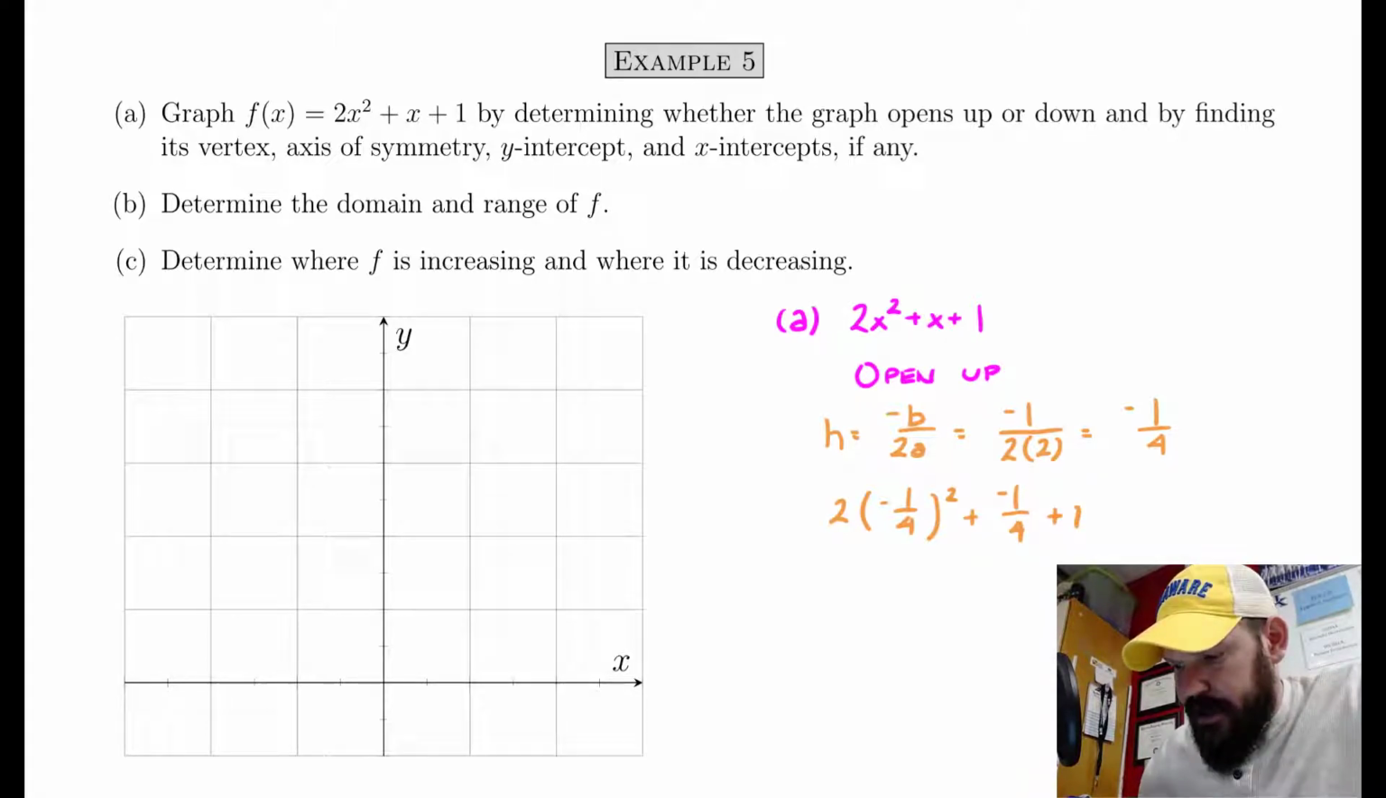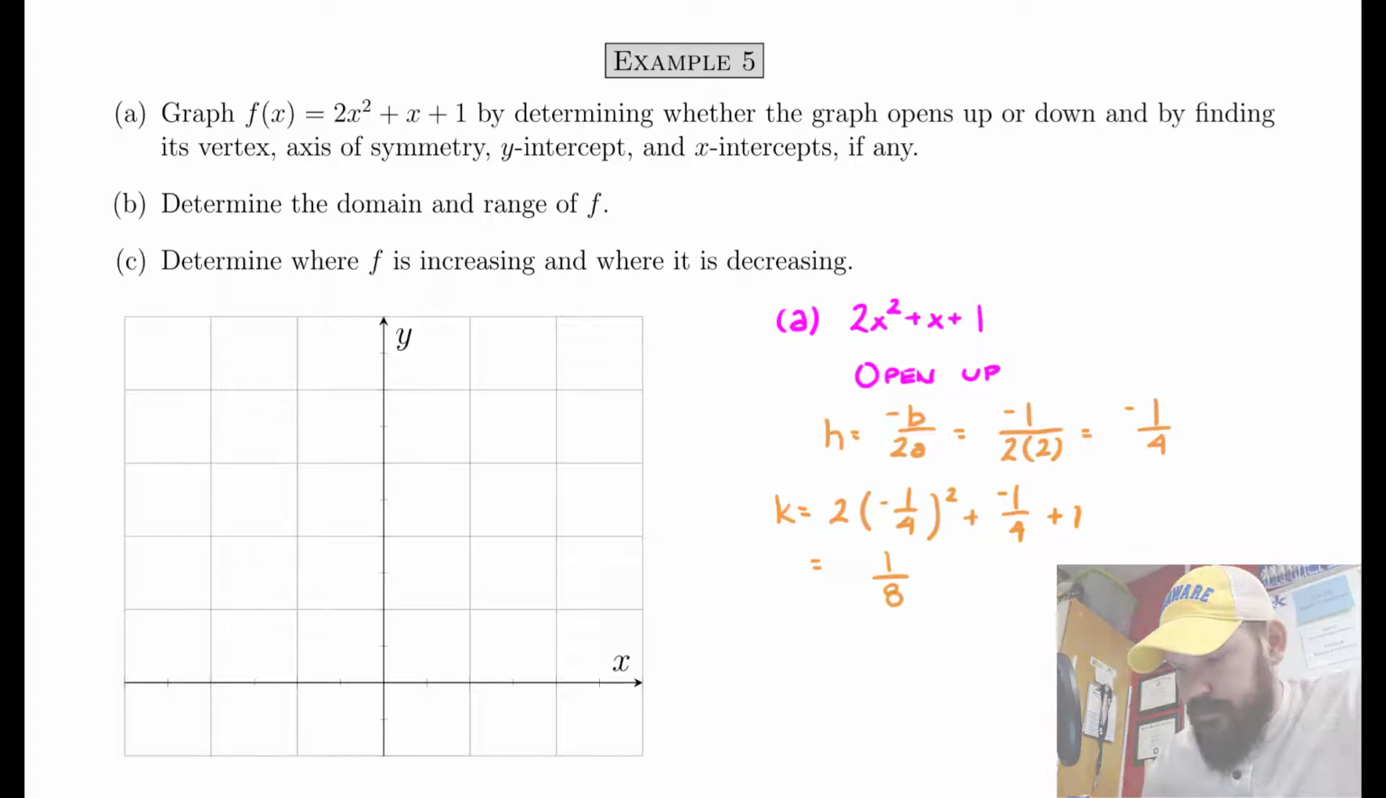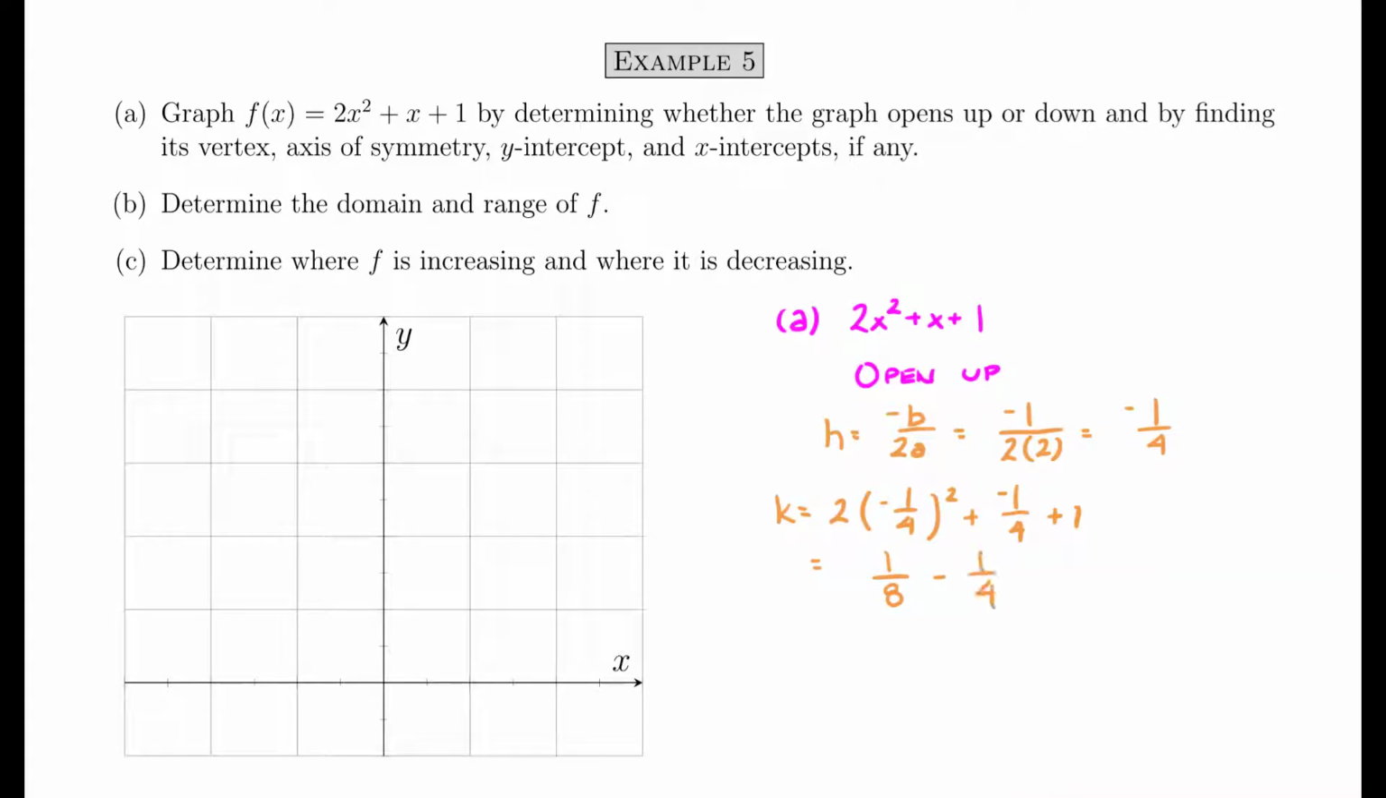And when we simplify this, I'll put k equals so that we know that we're finding the y-coordinate of the vertex. We get 2 times 1/16, which is going to be 1/8, minus 1/4 plus 1. That will simplify to 7/8. And so there's our vertex, negative 1/4 and 7/8.